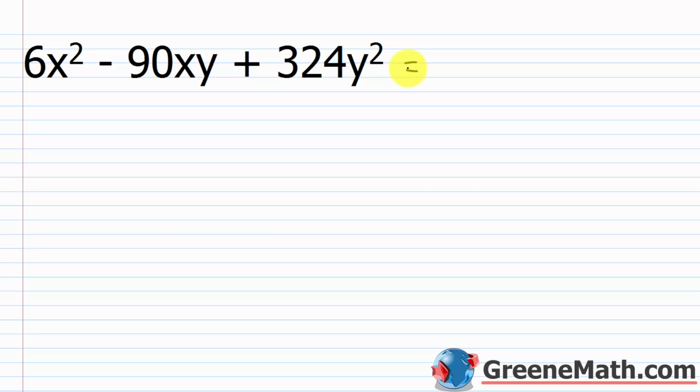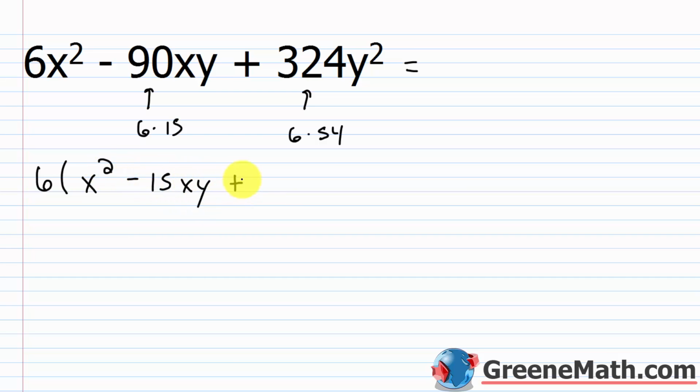So start out by, again, asking the question, can I pull anything out? Well, yeah, I can pull out a 6. This is divisible by 6. 90 is divisible by 6. 324 is divisible by 6. This is 6 times 15. This is 6 times 54, okay? I can't pull any variables out because I have an x here and an x here, but no x here. I don't have a y here, but I have a y here and here, so nothing that's common to everything. So if I pull out the 6, I would have x squared minus 15xy plus 54y squared.